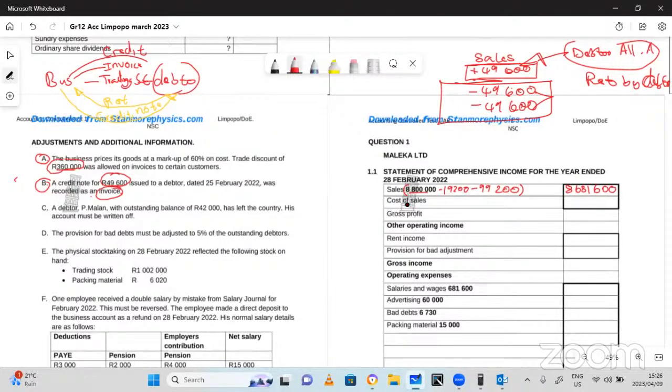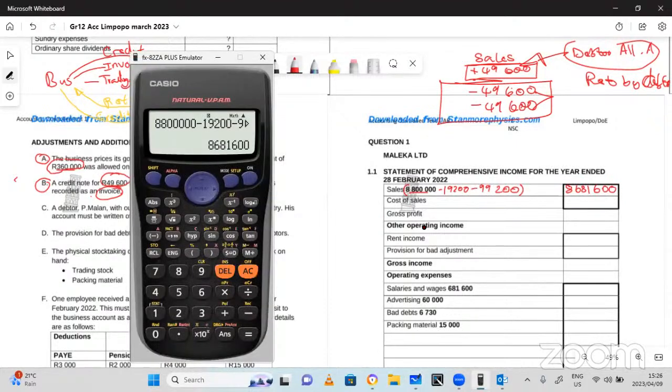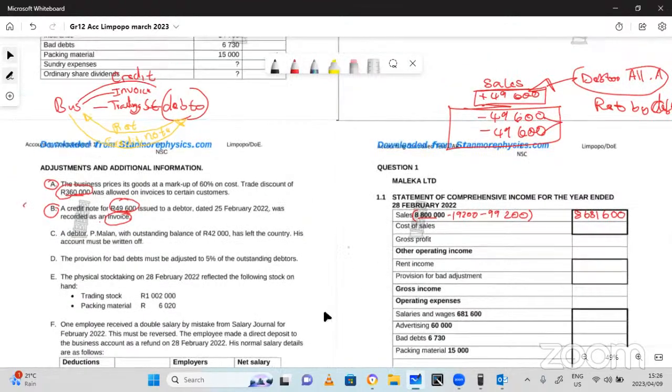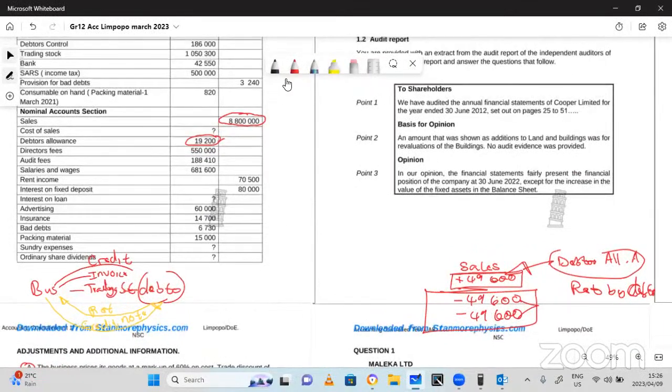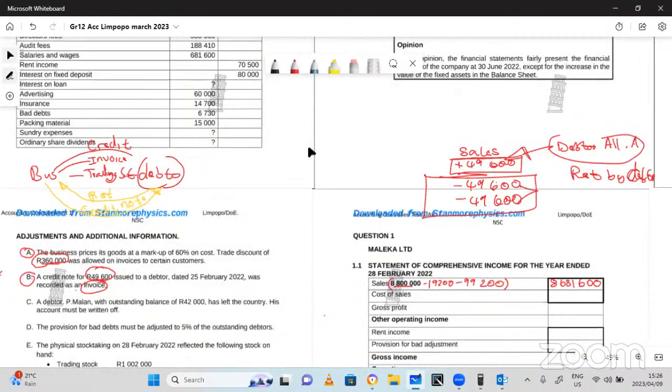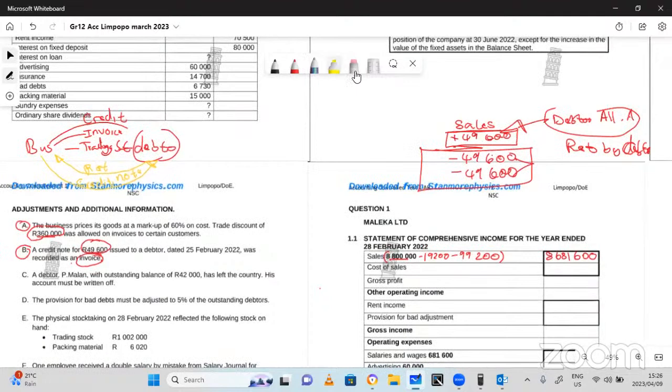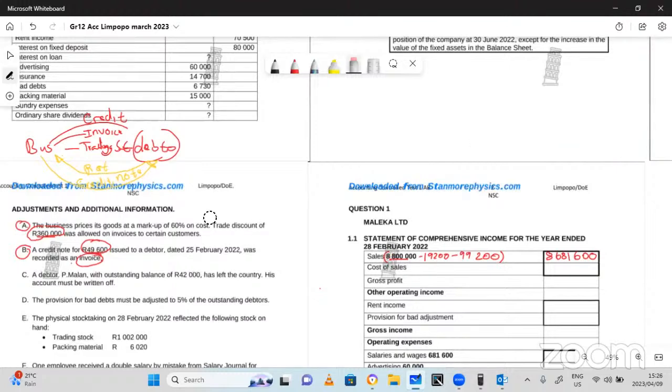Okay. Then we move on to the cost of sales. Double check the answer. Yes, it's the same answer. Now, how are we going to calculate our cost of sales? Let's check whether we are given the cost of sales on our pre-adjustment trial balance. No, we are not given the cost of sales. There's a question mark over there. That means they are expecting us to use the additional information to calculate the cost of sales. Which information are they expecting us to use? The markup.